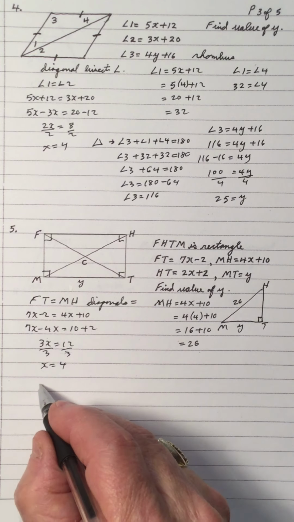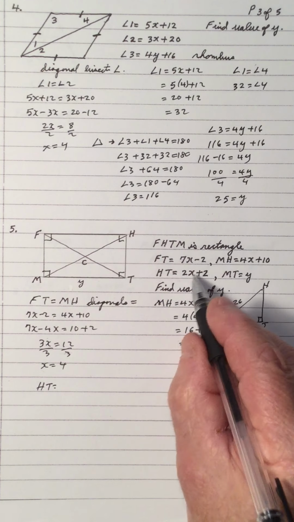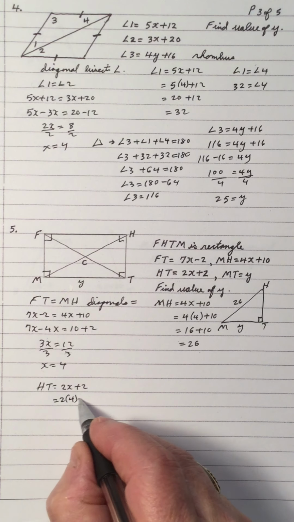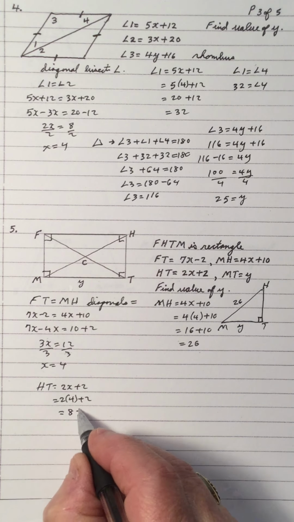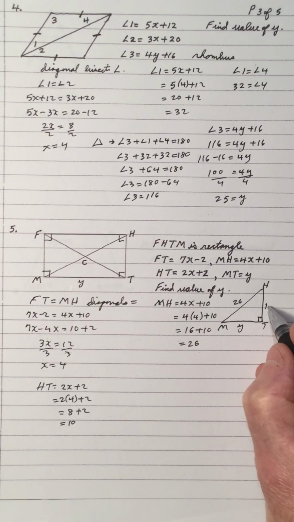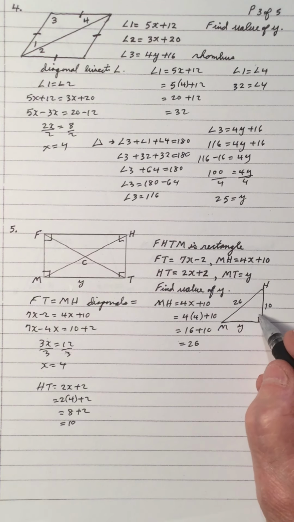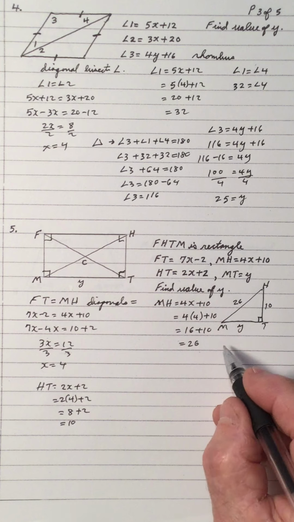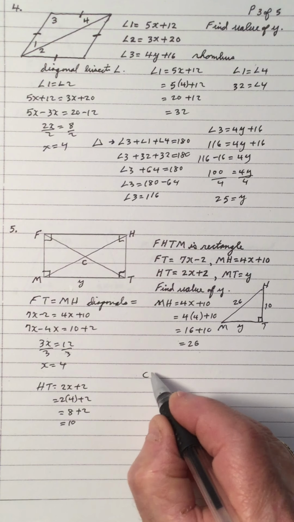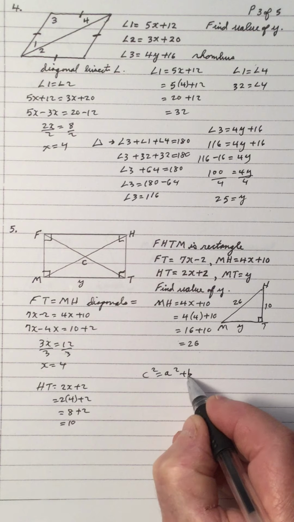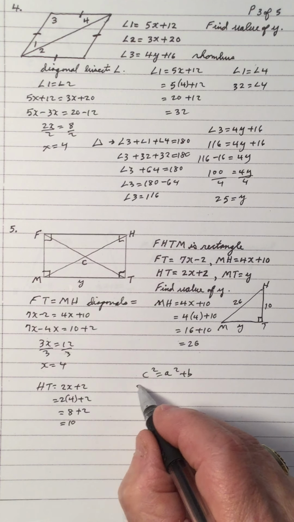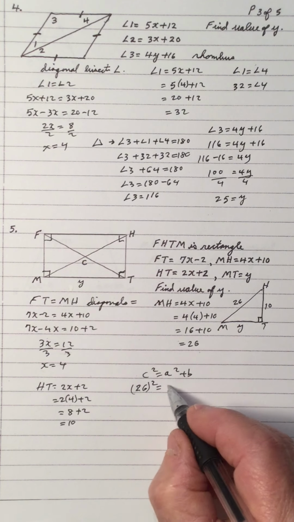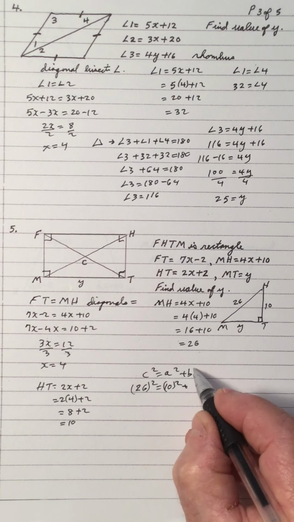So HT is 2x plus 2. X is 4. That's 8 plus 2 is 10. So we have a 10. So we have a right triangle because there's a right angle here at T. So that means the Pythagorean property is C squared is A squared plus B squared. The hypotenuse is MH, which is 26. A is 10, and that's B squared.